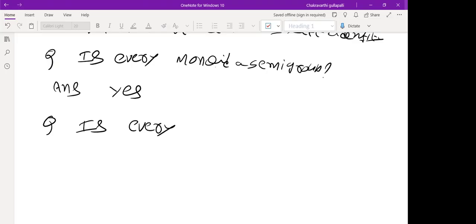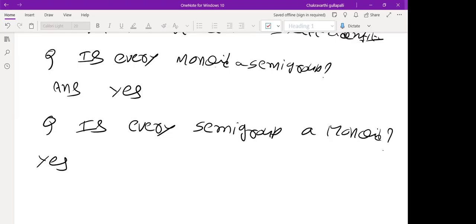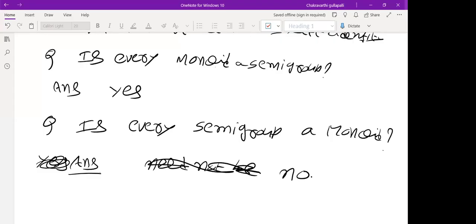Next, is every semigroup a monoid? No. Identity should exist for a monoid. When is it said to be identity? A circle E equal to E circle A equal to A, where E should belong to S. Is every semigroup a monoid? Answer is no, need not. There are some semigroups which are not monoids, and there are semigroups which are monoids.